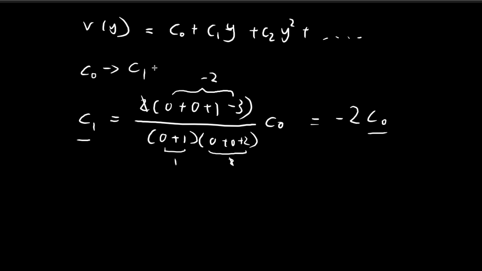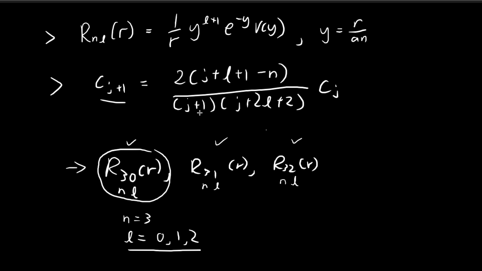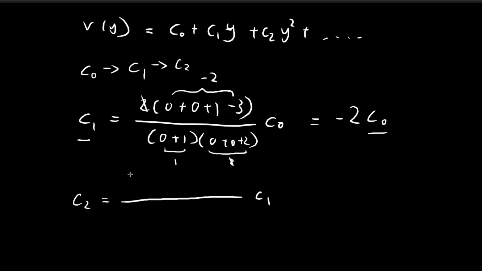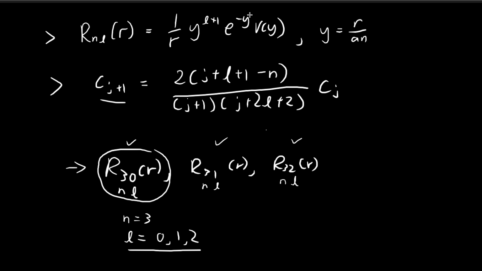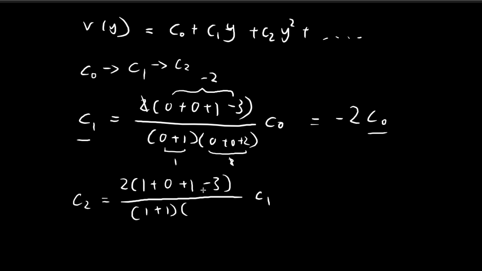And now we're going to do this again. Now that we know what c1 is, we're going to use the recursion formula to derive c2. According to the recursion formula, c2 is equal to 2 times j plus l plus 1. Now j has moved up 1 step, so j is equal to 1, and then plus l, which is equal to 0, and then plus 1. And then we have minus 3, so this is the minus n. In the denominator, we have j plus 1, so 1 plus 1, and then j plus 2l plus 2, so 1 plus 0 plus 2.